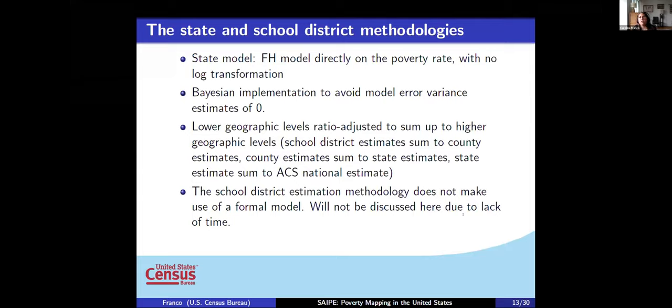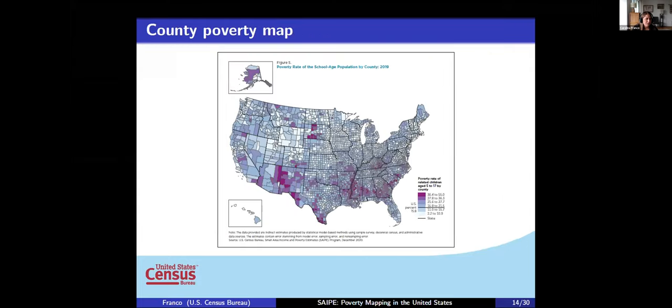So this is for consistency across different levels of geography. So for instance, the school districts, down to the county estimates, et cetera. And I'm not going to talk about the school district estimation methodology. It's actually not using a formal model, and it would take too long to get into it. And I think the Fay-Herriot is something of more interest to this audience.